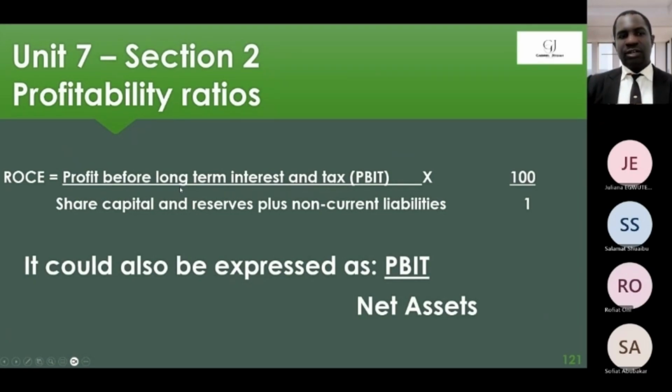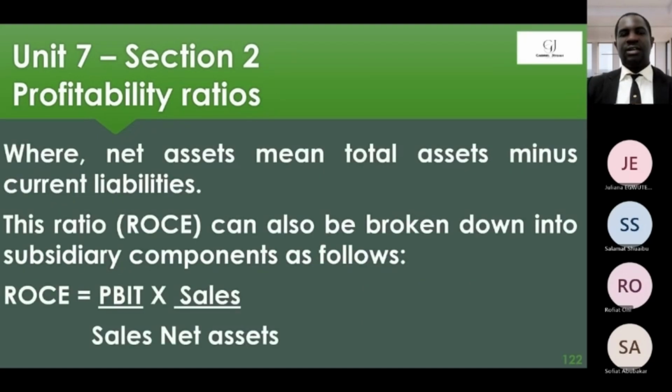So the formula is clear on the screen. Profit before interest, long-term interest, and tax. The denominator is your share capital, reserves, including non-current liabilities. So why are you looking at profit before interest and tax? We'll be looking at that subsequently. So PBIT divided by your share capital, reserves, and non-current liabilities, or profit before interest and tax divided by net asset. Net asset looking at your total assets less either your current liabilities or your total liabilities. We'll be looking at those definitions subsequently.